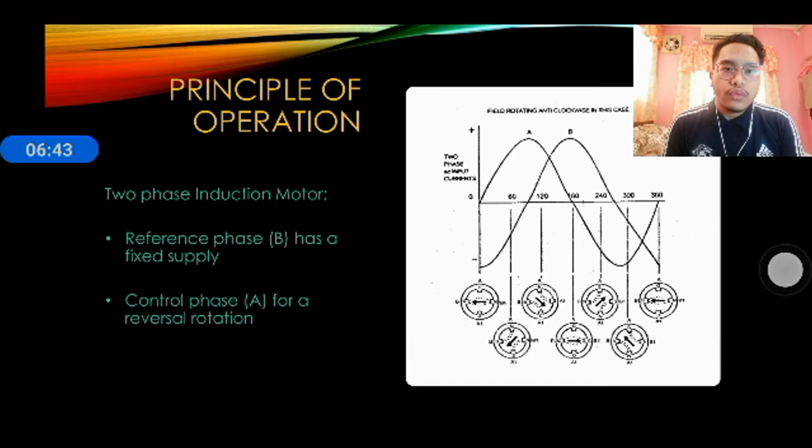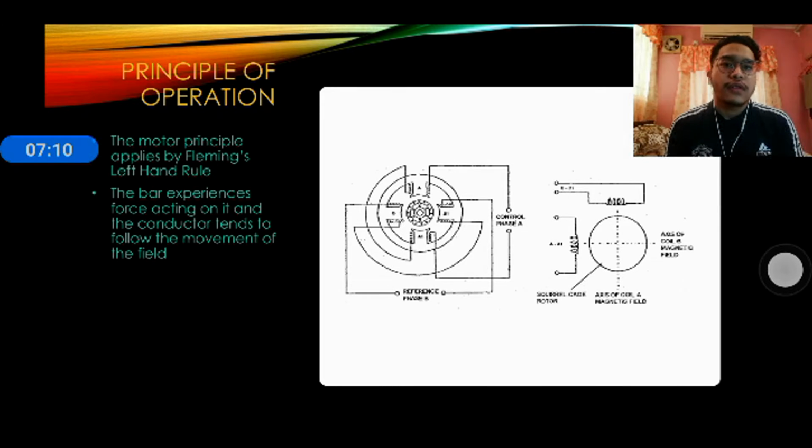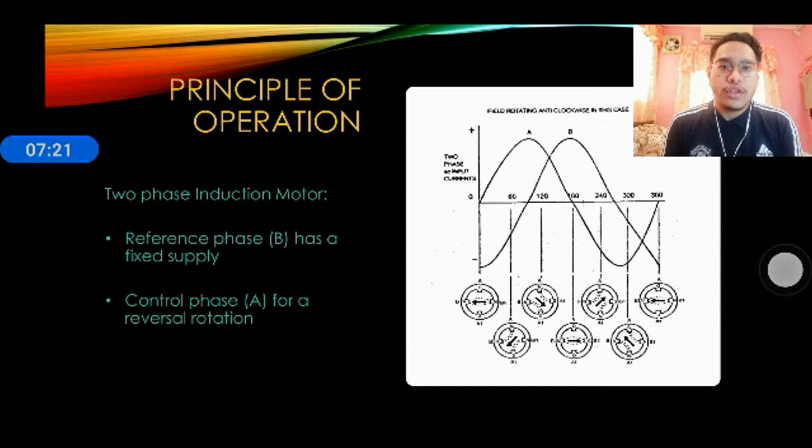Okay, two-phase induction motor. Oh, before that, AC induction motor also relies on Faraday's law. Faraday's law states that when the field cuts the coil, or the coil cuts the field, the EMF is produced. And Lenz's law, of course. Okay, back to the two-phase induction motor.